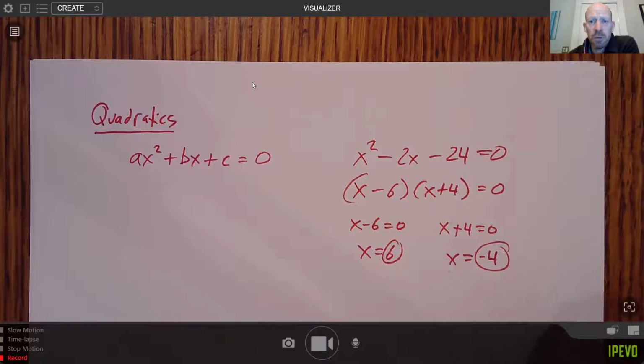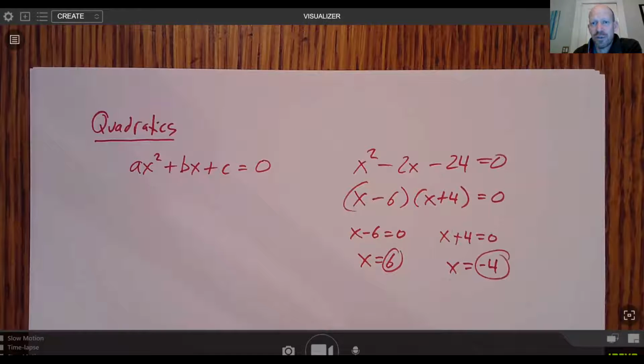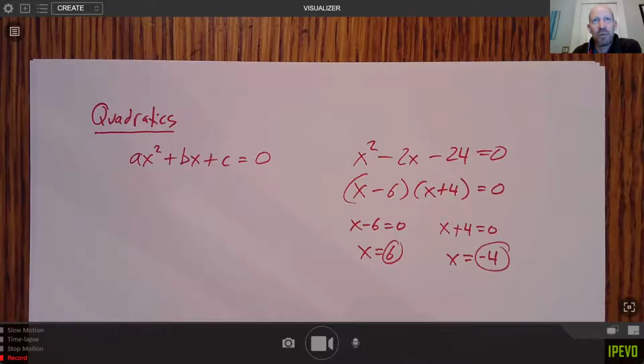So our goal in this section is to figure out what other kinds of quadratics we can solve and what other techniques we need in order to solve those other kinds of quadratics. Factoring works great for certain kinds of quadratics, but unfortunately, it doesn't solve all the quadratics that we're interested in.